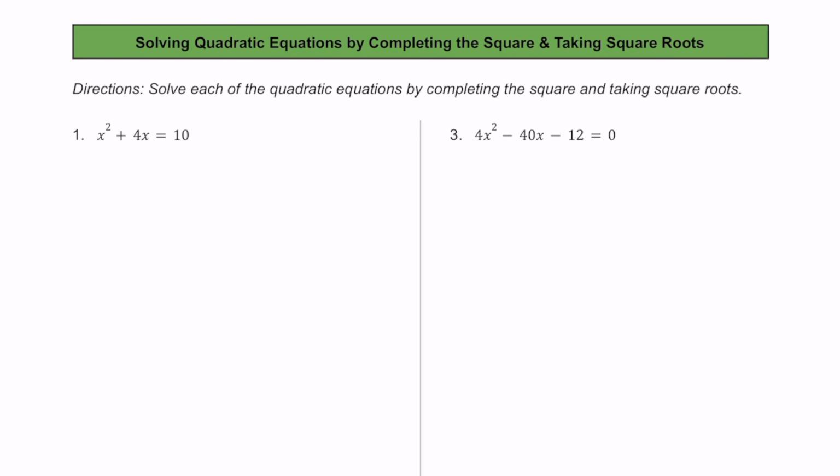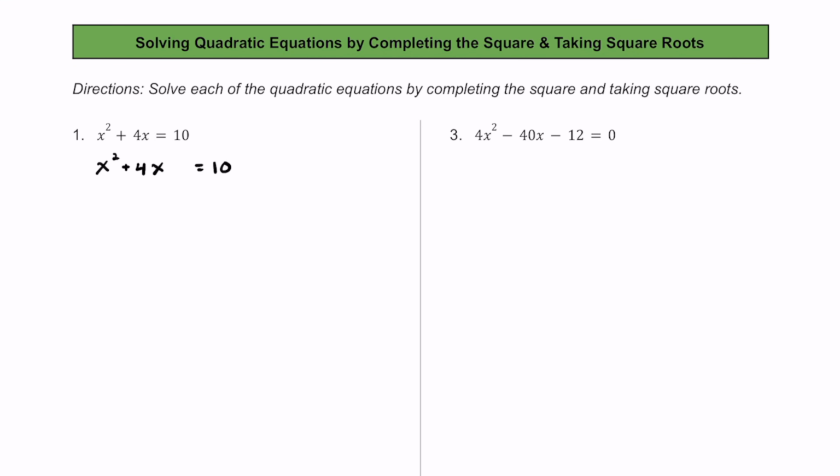Let's practice solving quadratic equations by completing the square and taking square roots together. For number 1, we have this equation: x squared plus 4x is equal to 10. When we're completing the square, we like having the x terms together on one side, and we're going to put the constant on the other side.